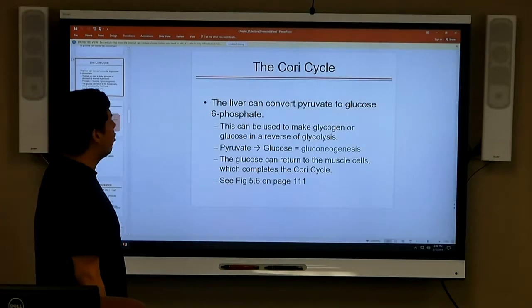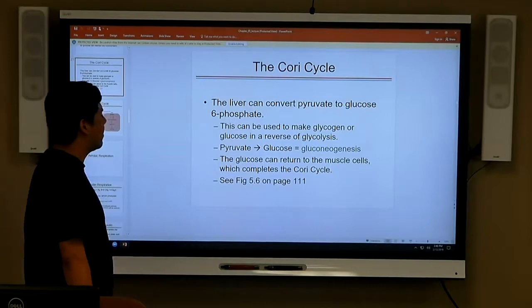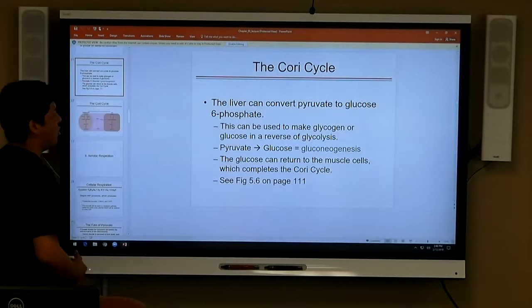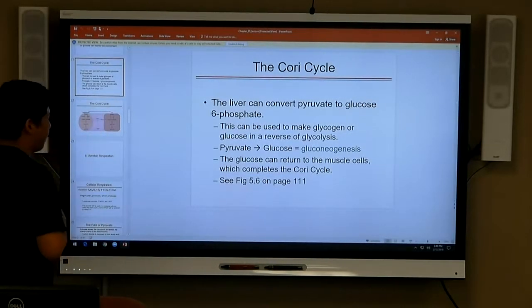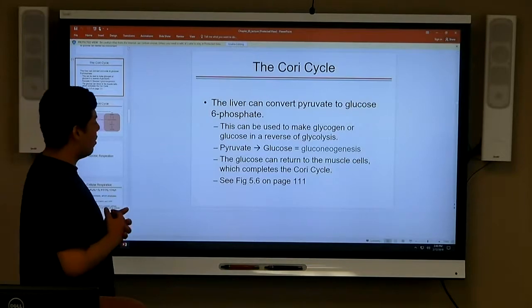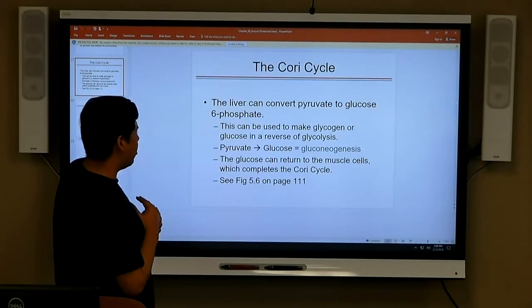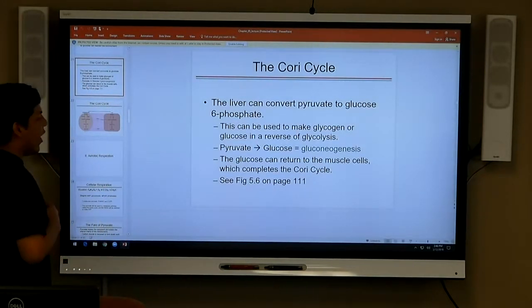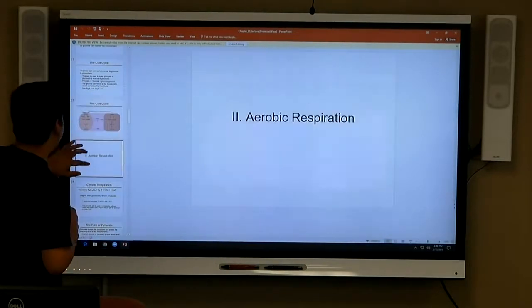The Cori cycle. The liver can convert pyruvate to glucose 6 phosphate. This can be used to make glycogen or glucose in a reverse of glycolysis. Pyruvate to glucose equals gluconeogenesis. The glucose can return to the muscle cells, which completes the Cori cycle.